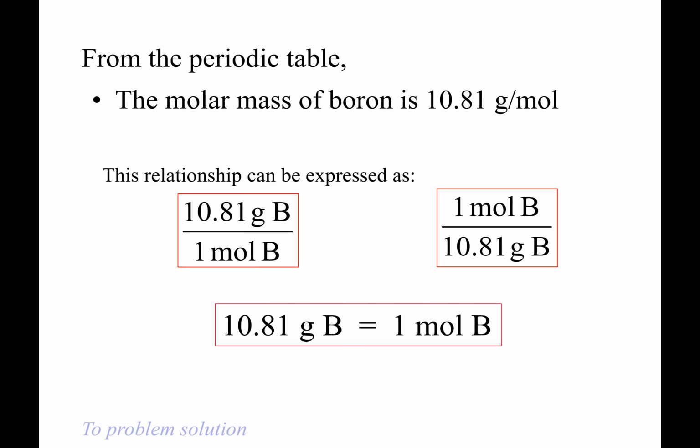So in the context of working this problem, we're dealing with molar mass. We could say there's 10.81 grams of boron for 1 mole of boron. We could say 1 mole of boron weighs 10.81 grams. We could say 10.81 grams of boron is equal to 1 mole of boron. All about boron.